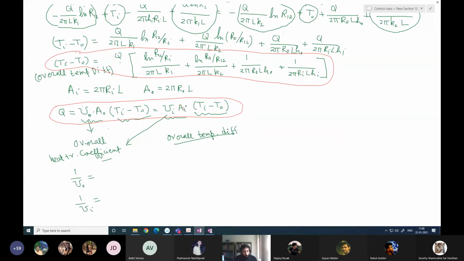You see that Uo and Ui are heat transfer coefficients, so the inverse of them are resistances. So it will give us the individual resistances. Please write it down yourself, and then I'll write it down after that.